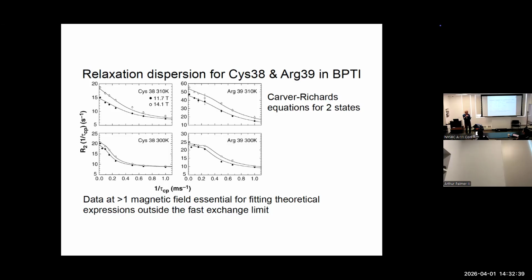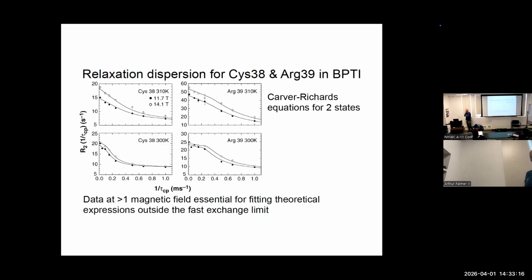And then shortly thereafter, we realized that there was this magnetic field dependence. And once you have two fields, you actually can't fit the arginine 39 data anymore with the fast limit equations, just because it doesn't scale quadratically with the field anymore. Even though at one field it looks okay. And you can see cysteine 38 at 300 is somewhere in the middle. It's not fast, but it's not really slow, and arginine 39 now is quite slow.